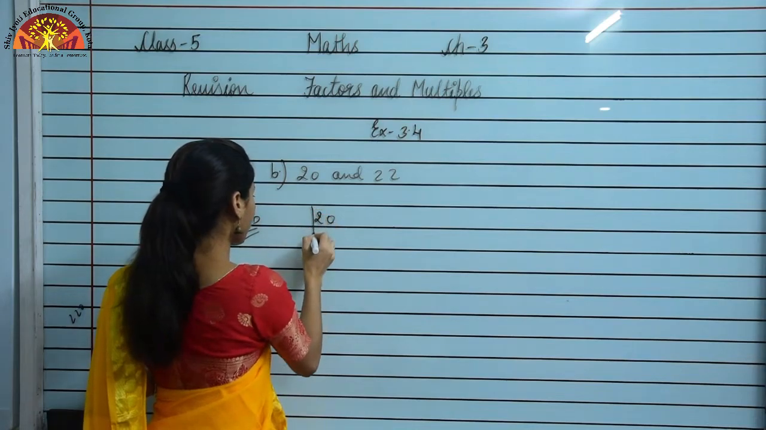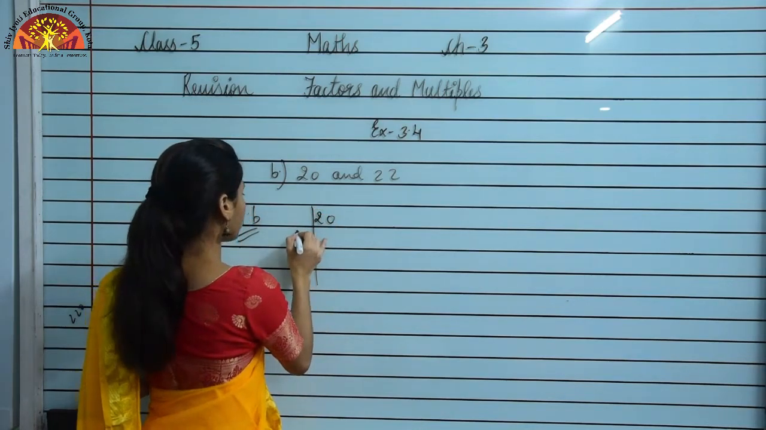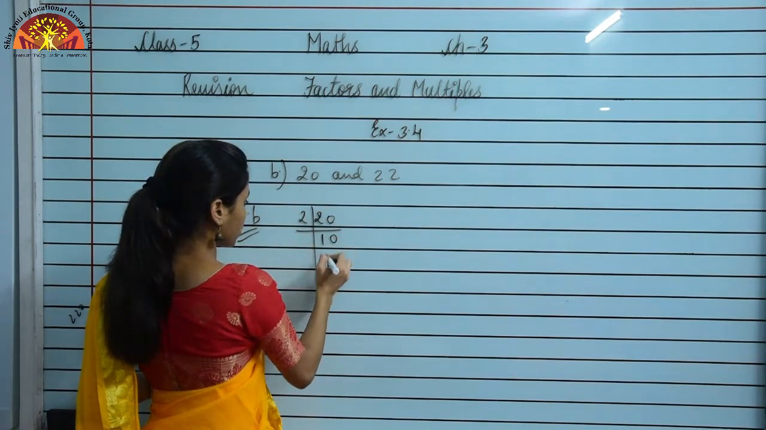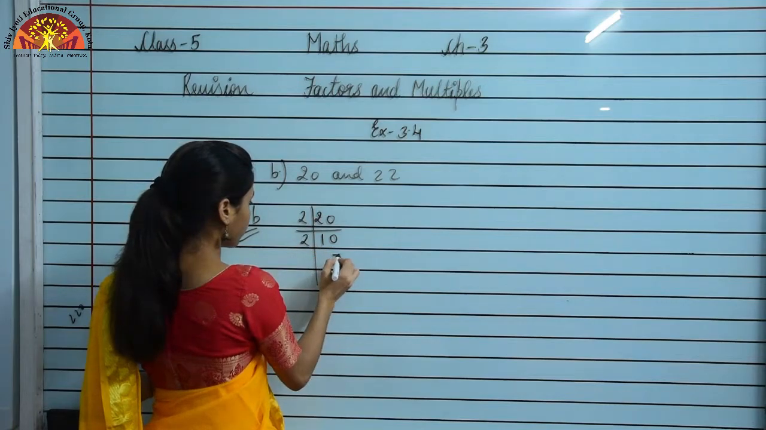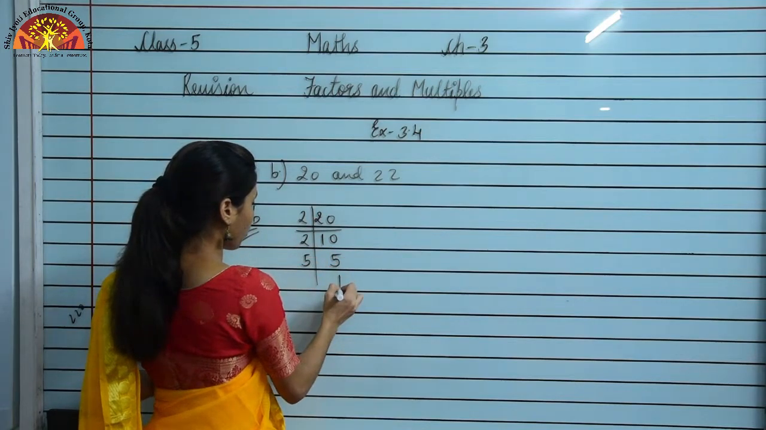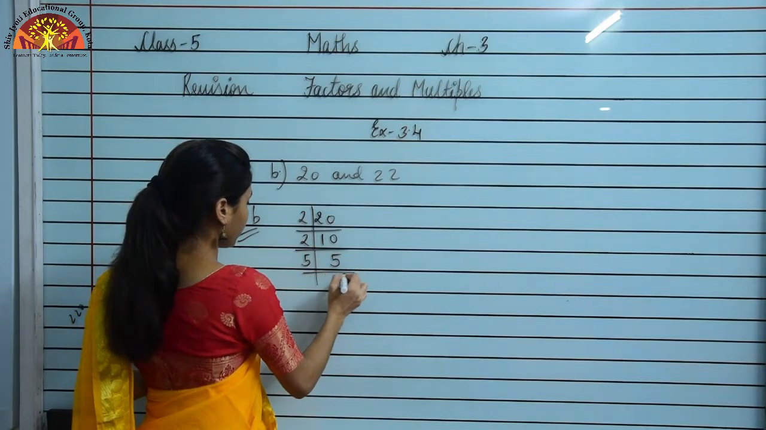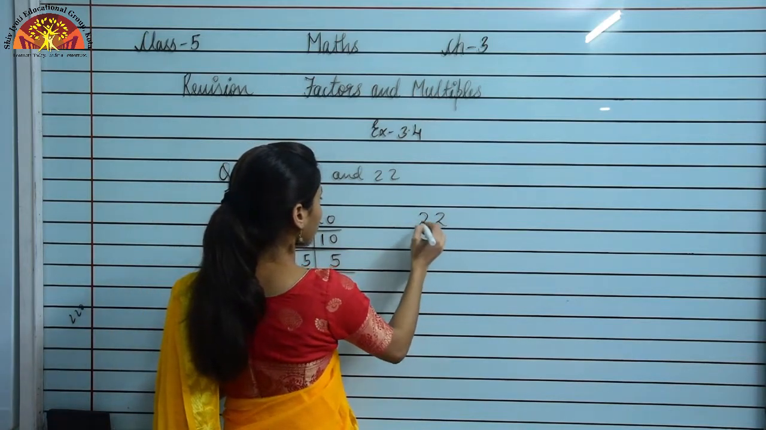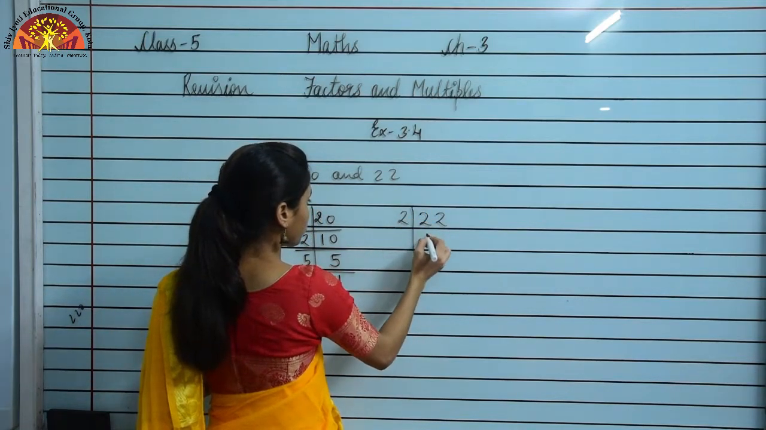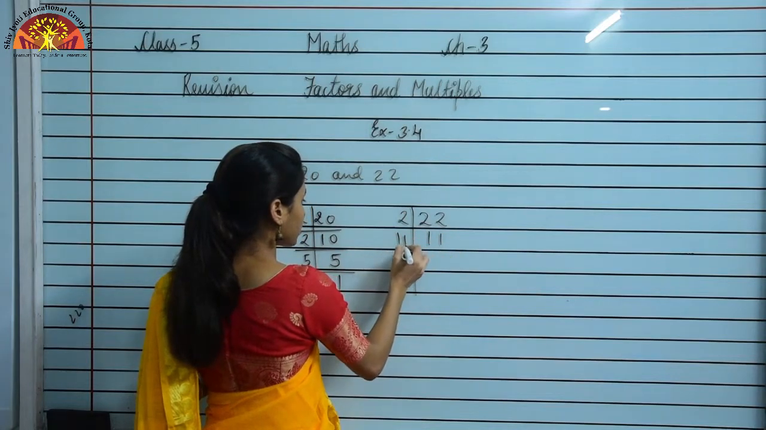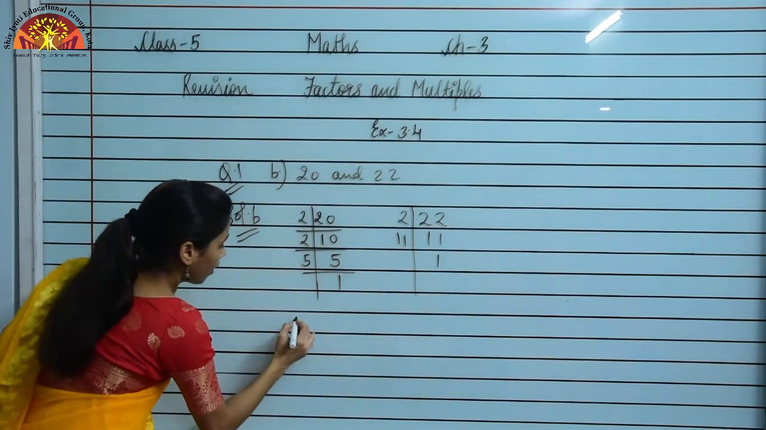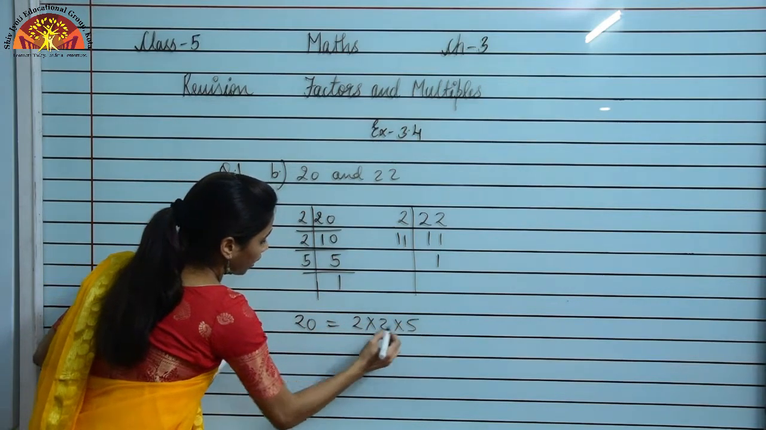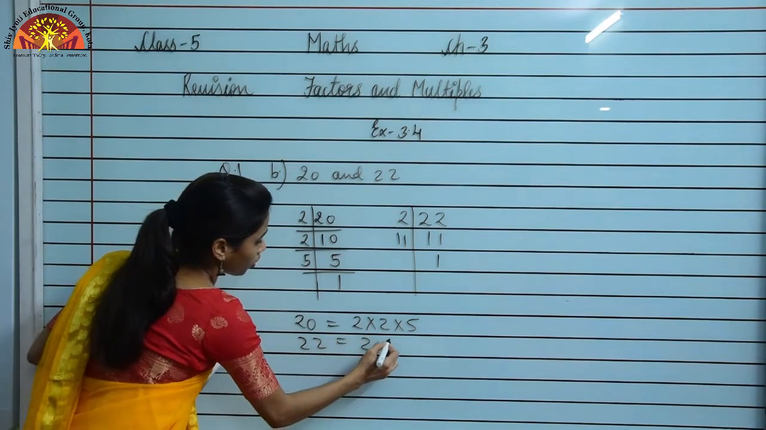So what I will do, first of all I will find out the factors of 20. So 20 is divisible by 2 10 times, 10 is divisible by 2 5 times and 5 is divisible by 5 1 time. Okay. Now here, the method which we are applying here is prime factorization. Now 22. Now 22 is divisible by 2 11 times and 11 is divisible by 11 1 time. So I will write the factors of 20 as 2 into 2 into 5 and 22 as 2 into 11.